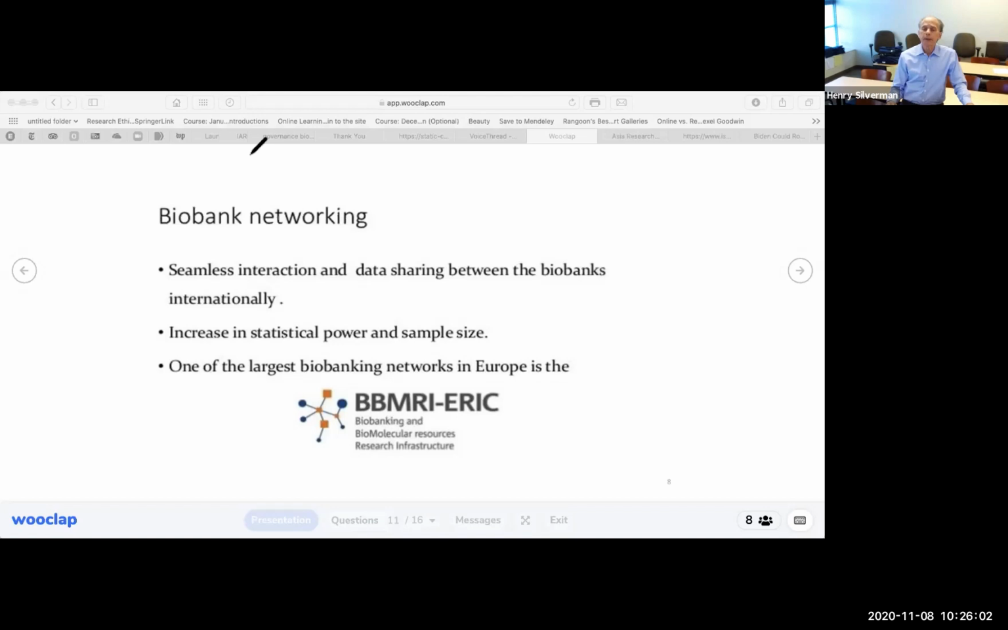Also, there's many different types of biobank networking, and the major reason for networking is related to one of the questions that was asked just previously. It's a means for sharing the data between the biobanks to increase the sample size and hence the statistical power of the results. And this is one of the largest biobanks in Europe. There's a biobank network between the Middle East, Europe, and Africa as well.